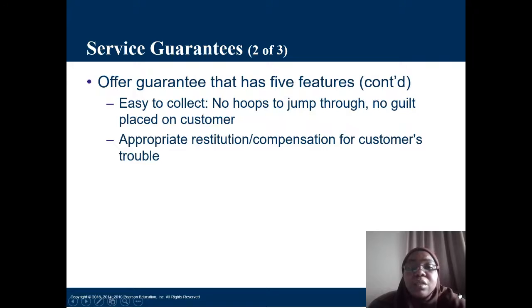Then lastly, there should be appropriate restitution, or compensation for customers' trouble. All right, when customers go through trouble or when they encounter trouble, then there should be compensation for them. So those are the qualities of guaranteeing customers.